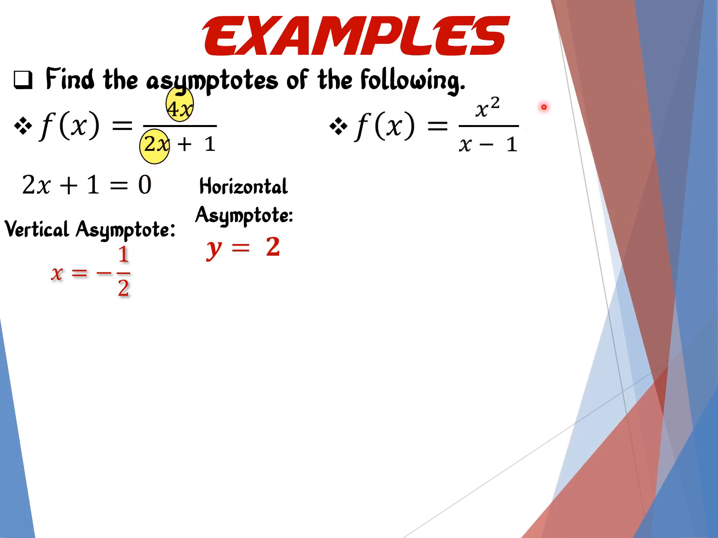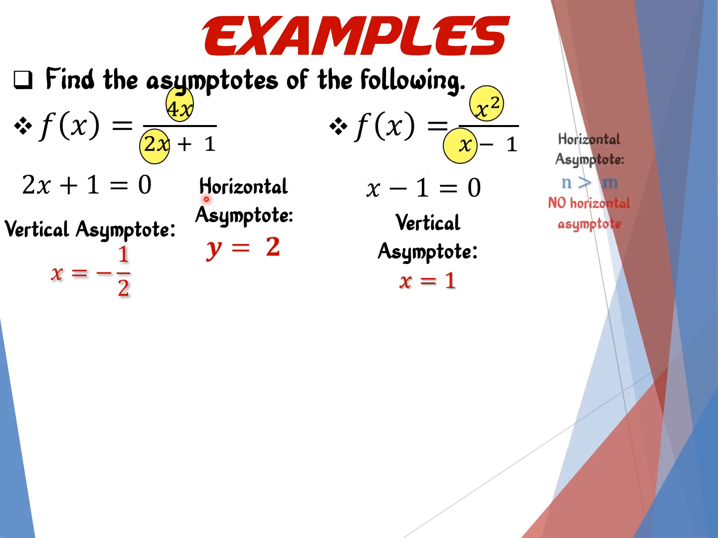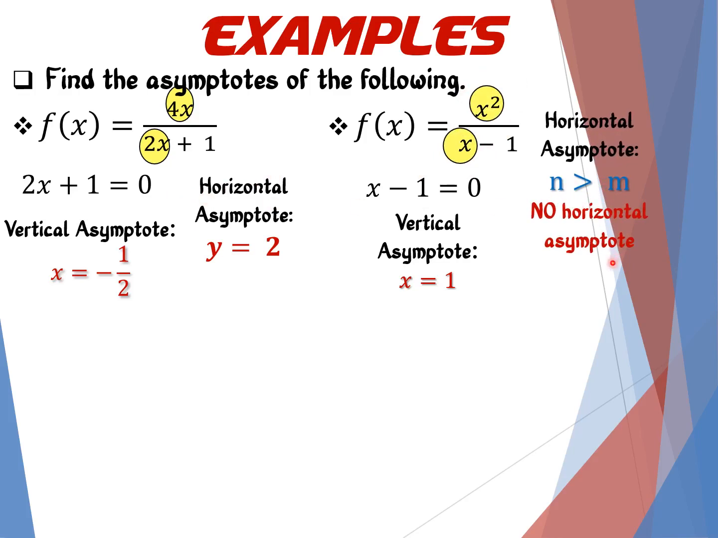Let's have another example. We have x squared over x minus 1. Again, since they have different factors, we get the vertical asymptote by equating x minus 1 to 0. That will give us the vertical asymptote x is equal to 1. Now, for the horizontal asymptote, the numerator is degree 2 and the denominator is degree 1. So the degree of the numerator is greater than the degree of the denominator. Therefore, our horizontal asymptote is none. We don't have a horizontal asymptote.